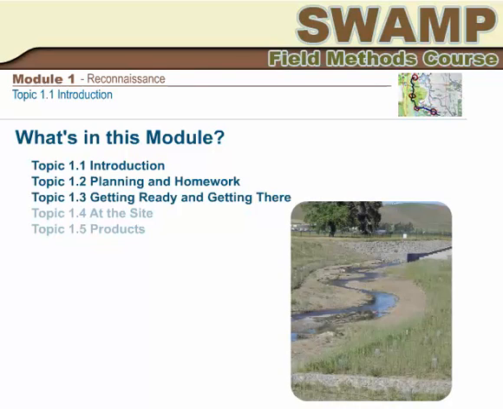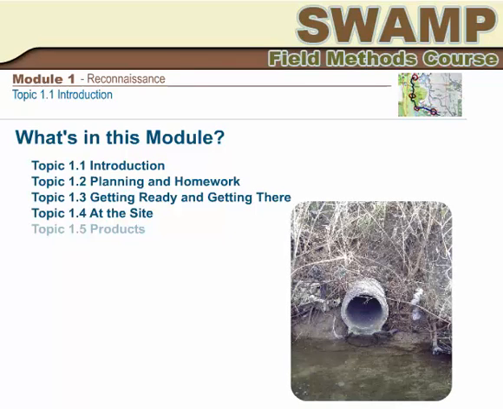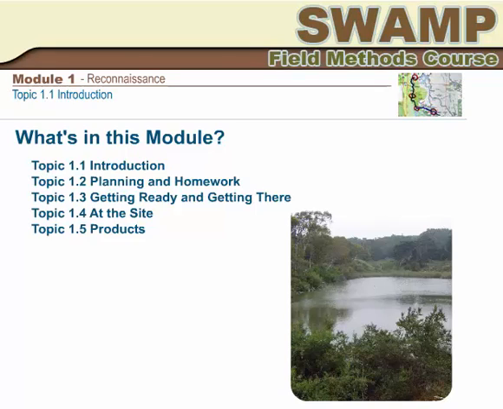Topic 1.3, Getting Ready and Getting There, provides 3 checklists to help you when you pack your paperwork and equipment in preparation for a reconnaissance trip. There are also some tips on relevant records to capture when you are on your way to your sites. Topic 1.4, At the Site, takes you through the things you may want to record while investigating your potential sites. And finally, Topic 1.5 summarizes what the products of your reconnaissance activities should be. Click on a topic to start, or click the Next button to see them in order.